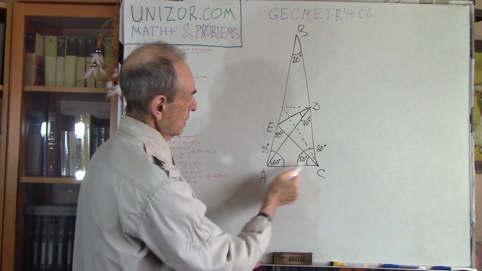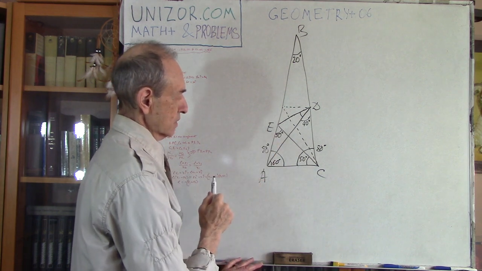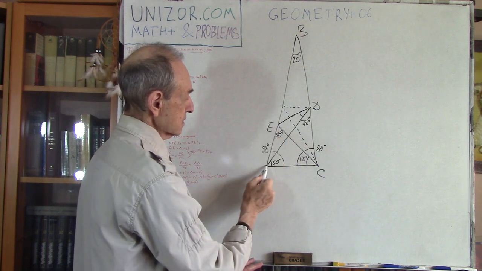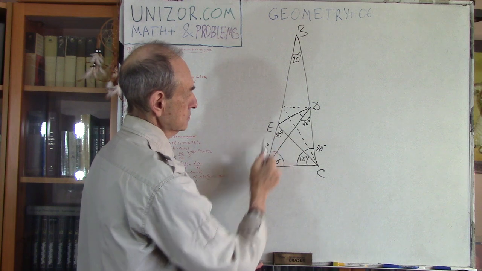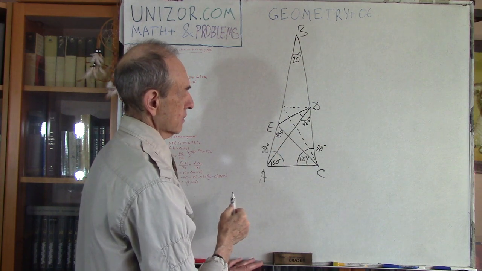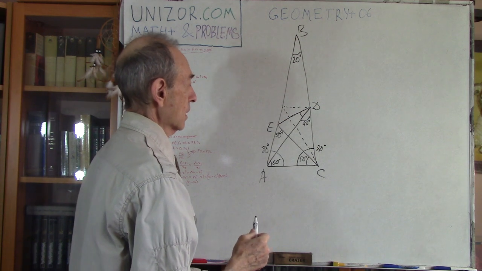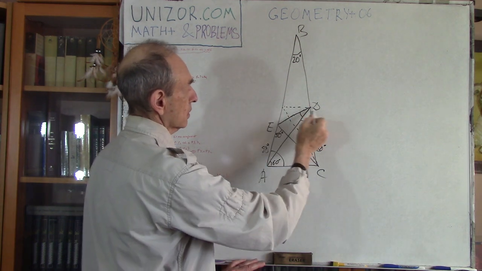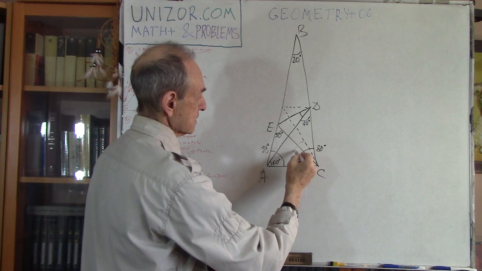ECA is 50 and CEA is 50. Which means that these two sides are equal to each other. Okay, that's fine. Then I decided to draw a parallel line here and connect it with this, so this would be 60 as well.